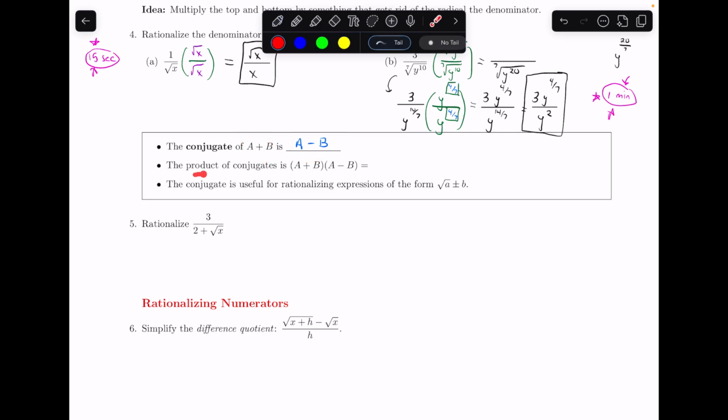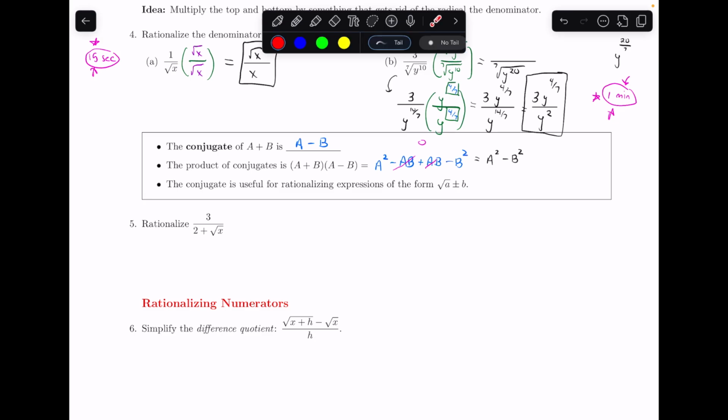It turns out when you multiply conjugates, it simplifies really nicely, because I could FOIL this out, and we'd get a squared. Multiplying the outers, I get minus ab. Multiplying the inners, I get plus ab. And then multiplying the last terms together, I get minus b squared. And then I notice minus ab plus ab, that just becomes 0. So we're just left with a squared minus b squared.